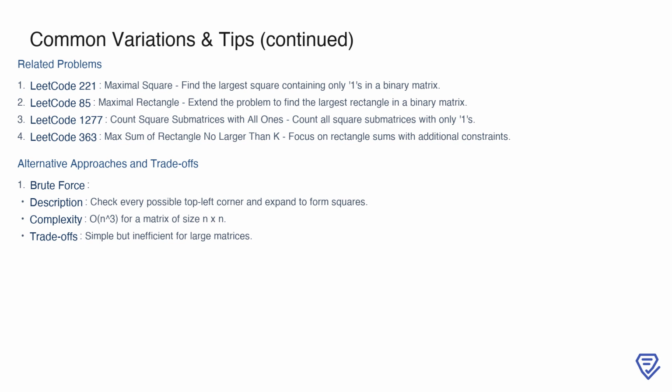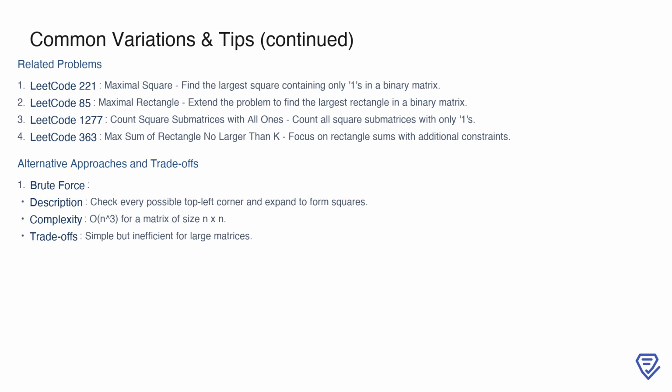LeetCode 1277 takes a different angle by requiring you to count all square submatrices filled with ones. LeetCode 363 introduces additional constraints, like finding the maximum sum of a rectangle no larger than a given value. Exploring these problems can help you see the connections between them and refine your approach. Additionally, there are alternative methods to solve the maximal square problem, each with its own trade-offs.